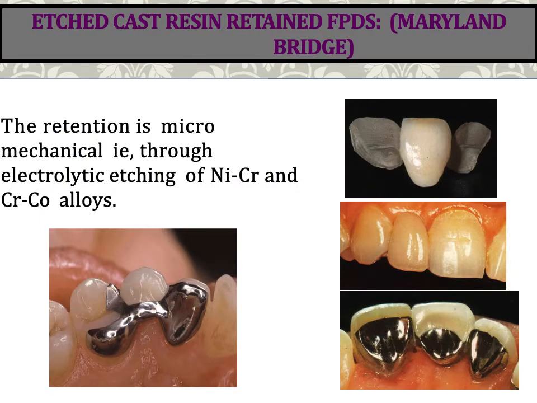Next is the Maryland bridge, which uses a micromechanical form of retention, that is through electrolytic etching of nickel chromium and cobalt chromium alloys.